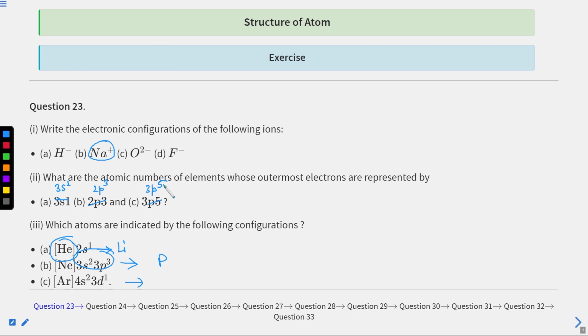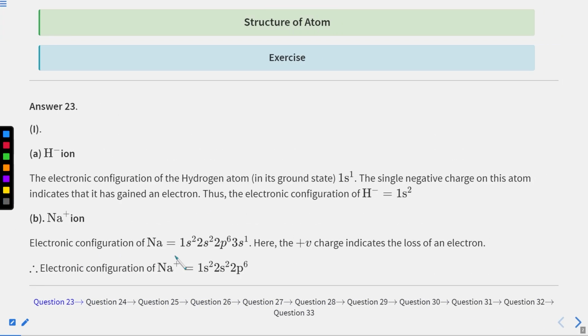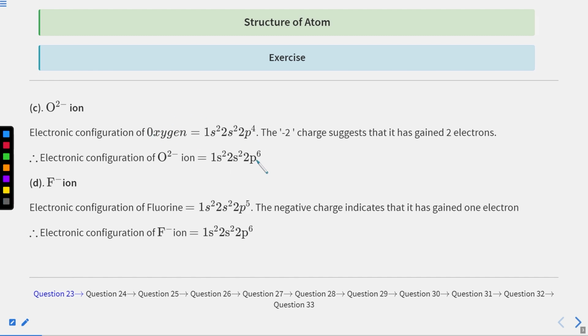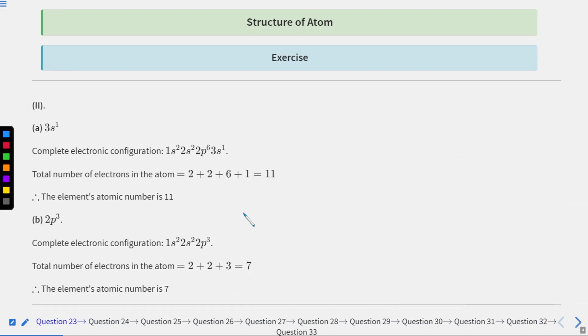So let us see the solution. First, H minus will have 1s2. I have told you Na plus will have one electron released, so that would give it 1s2, 2s2 and 2p6. Then O2 minus will again have the same configuration, and fluorine minus will have the same configuration.